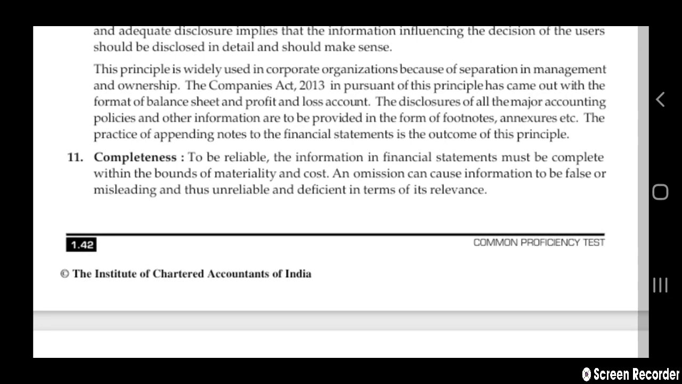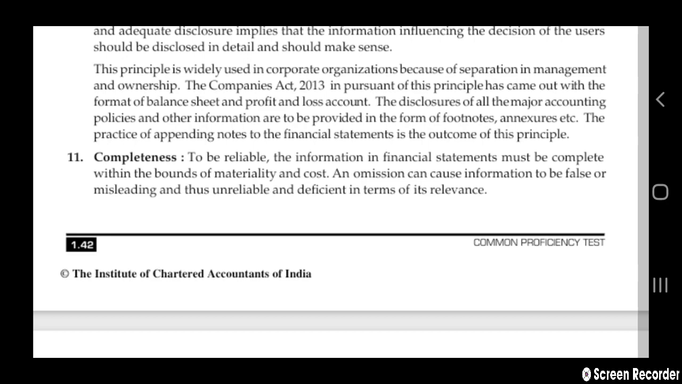This principle is widely used in corporate organizations, because there is a separation between management and ownership. The Companies Act, brought in 2013 in pursuance of this principle, has come out with a new format of balance sheet and profit and loss account. All the major accounting policies and other information are to be provided in the form of footnotes.